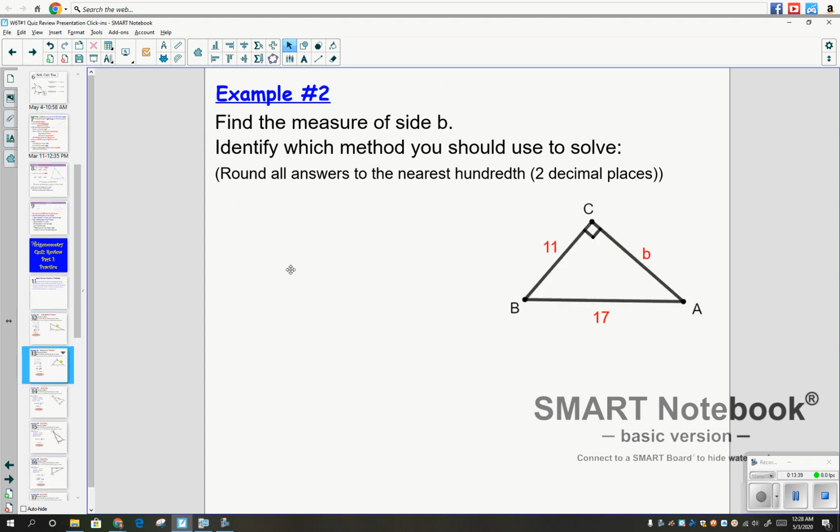Example number 2. I'm going to find the measure of side B. Well, what am I going to do? Is it a right triangle? Yes. Pythagorean theorem or SOHCAHTOA. I know two sides, and I want to find the third. Pythagorean theorem.